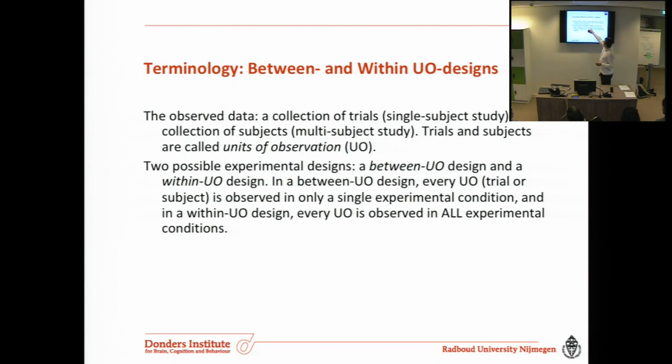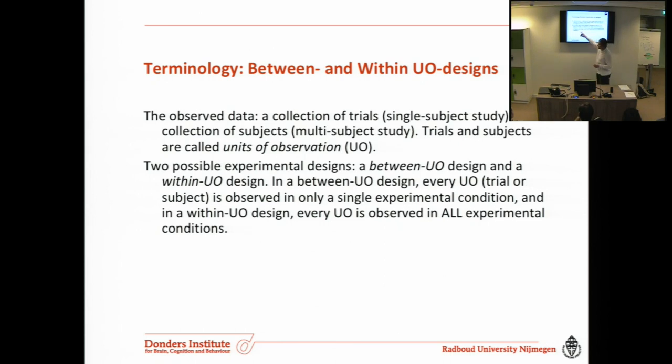You have a between participants design, it's also a between unit of observation design, if you have patients and controls, young and old, trained subjects, untrained subjects, novices and experts, patients which are at risk for developing a particular disease and patients which are not at risk. And from a statistical point of view, whether the units are trials or subjects doesn't matter. The statistician doesn't know where the numbers come from. The numbers can come from trials or the numbers can come from subjects. For the calculation, it doesn't matter.